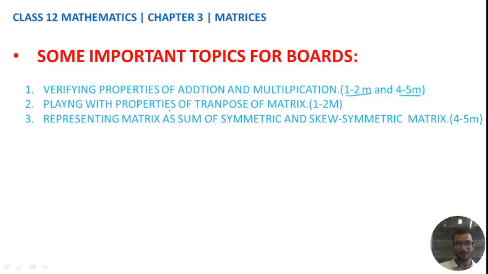Another is they can play with properties of transpose of matrix. I had told you 4 properties of transpose of matrix, right? They can have questions involving these properties. Okay, this can be asked in MCQs. And one important topic, the most important topic for the big questions, is representing a matrix as sum of symmetric and skew symmetric matrix. I had told you how to represent it. We will do many questions related to that in the exercise. So this is very important. These 3 topics are very important for the exam perspective.